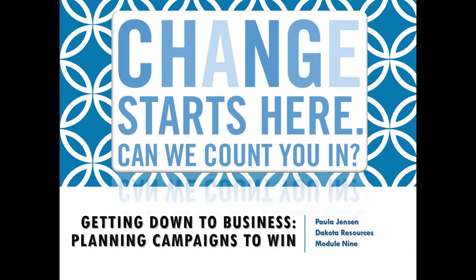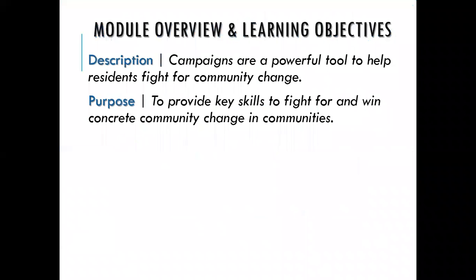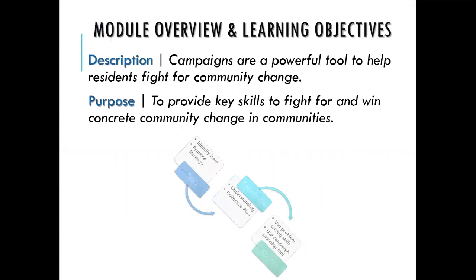I'm presenting Module 9, Getting Down to Business, Planning Campaigns to Win. This module is really described around a powerful tool that we call campaigns. Our residents need the skills to fight for that community change, and this module really helps them do that. The purpose of this module is really just to do an introductory workshop to help them develop the key skills that they need to help community residents make that change and become change leaders.